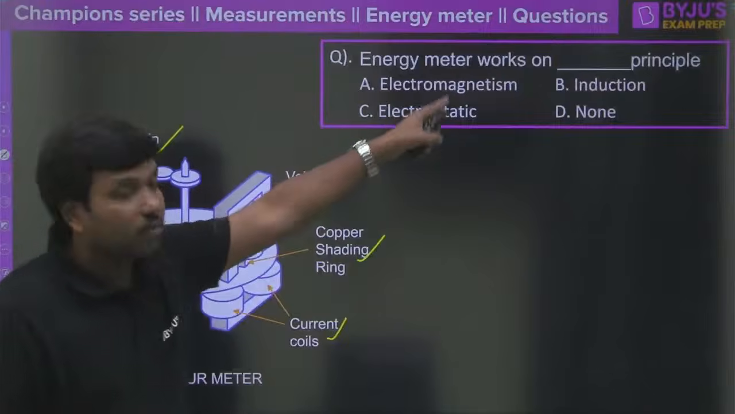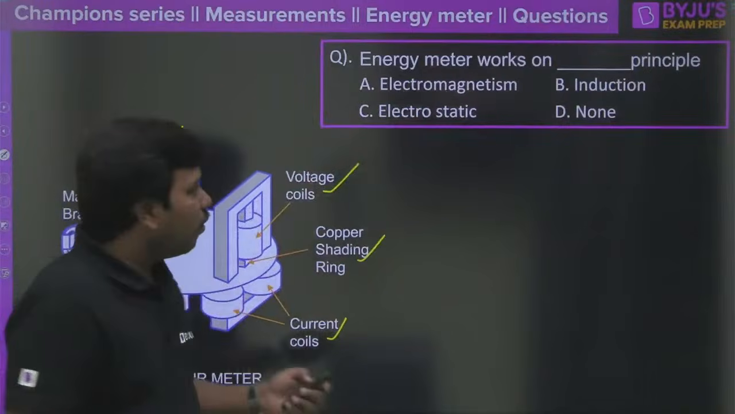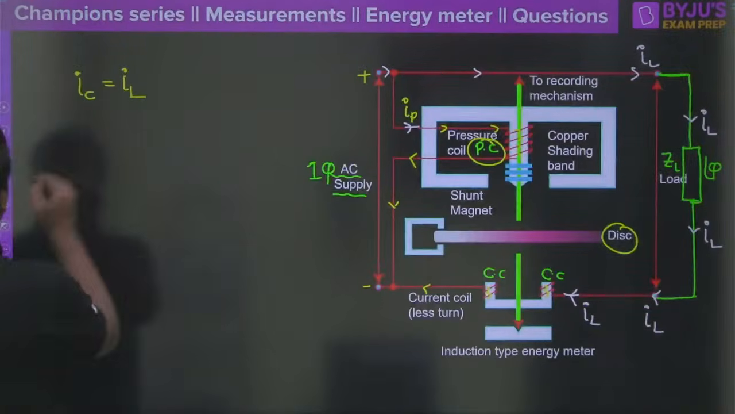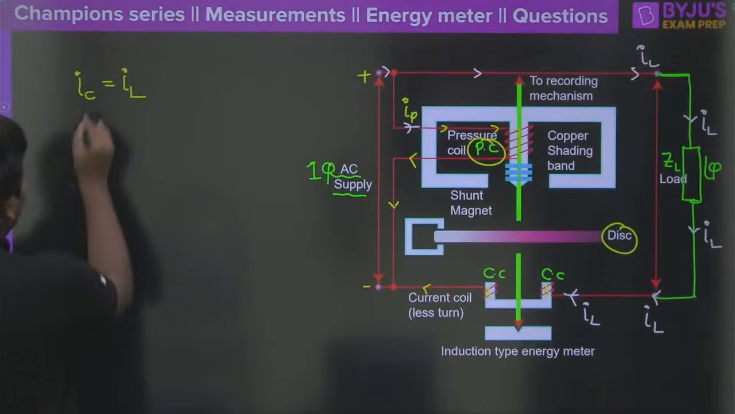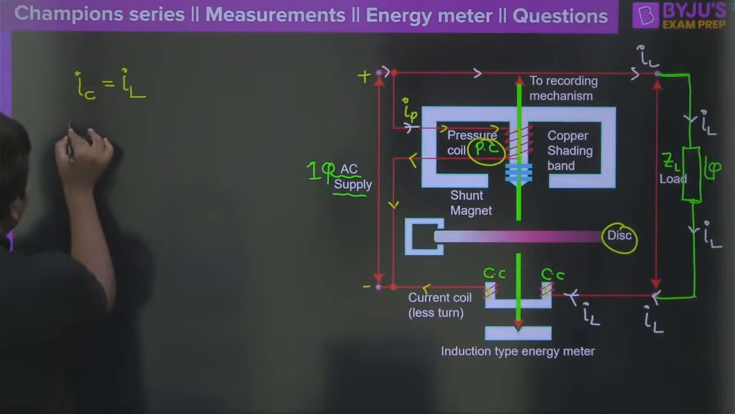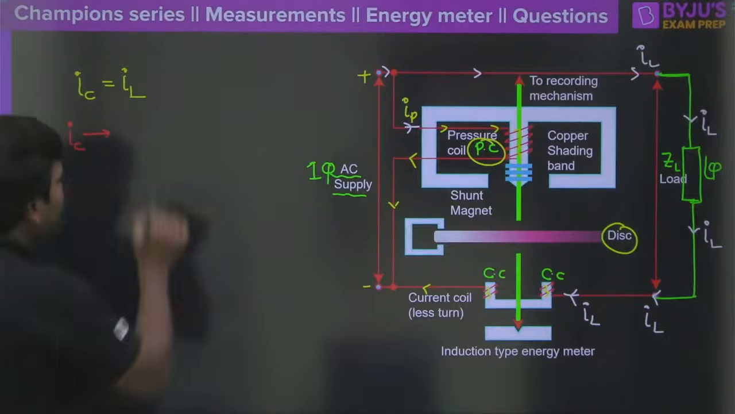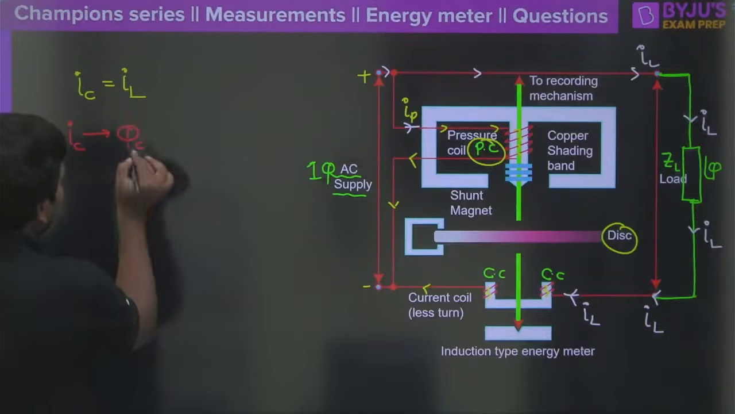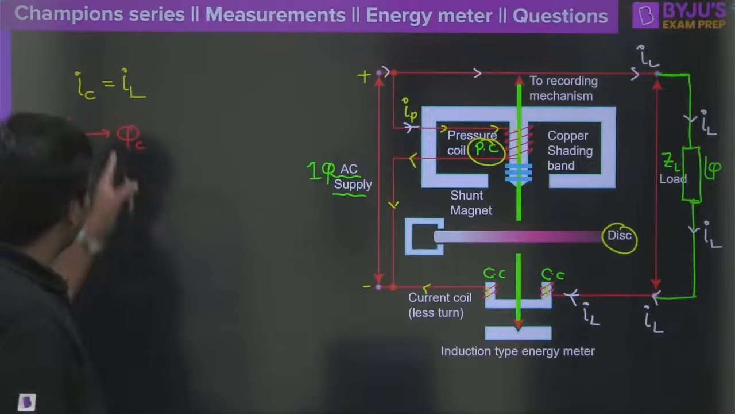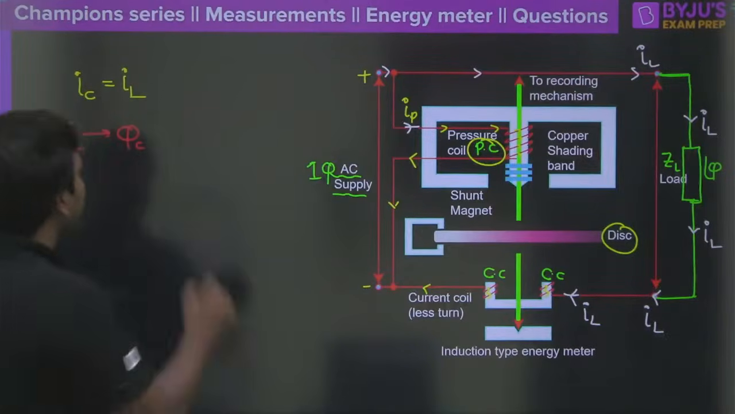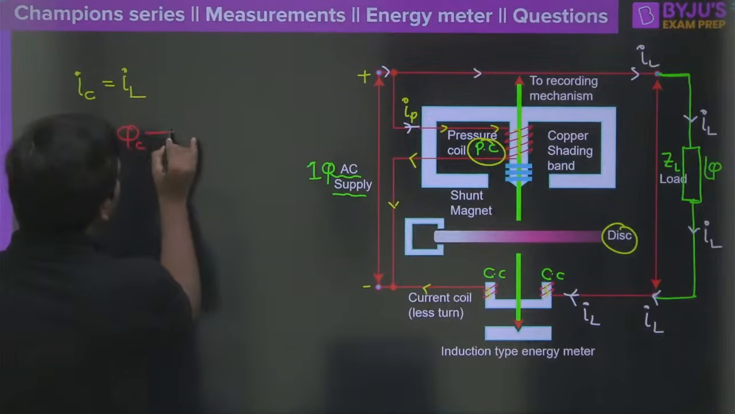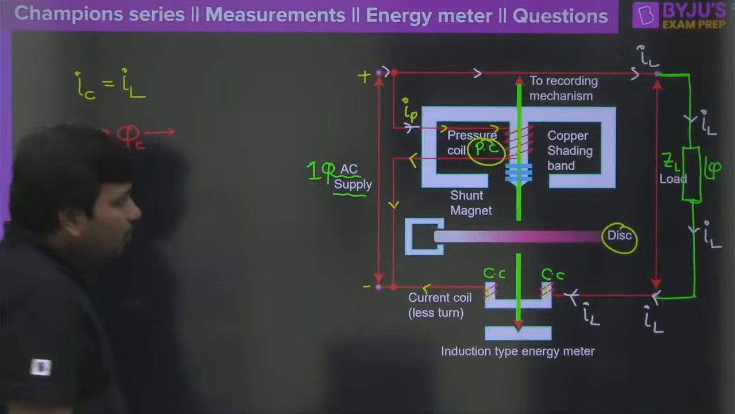Energy meter works on the induction principle, correct? What happens here is, whatever current is flowing through the current coil, IC, naturally it is going to create some kind of flux here. Let us say the flux created by the current coil is phi C, and this flux created by the current coil will be linked to what?